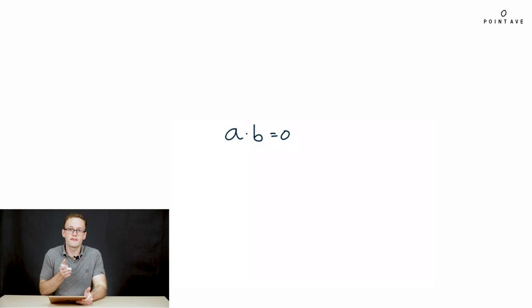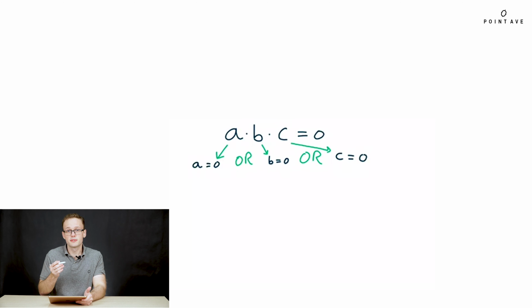So if we simply have a times b equals 0 here, then the zero product property tells us that either a equals 0 or b equals 0. Now what happens when we throw in one more factor, a times b times c equals 0? It's really just the same thing, except now a equals 0 or b equals 0 or c equals 0.